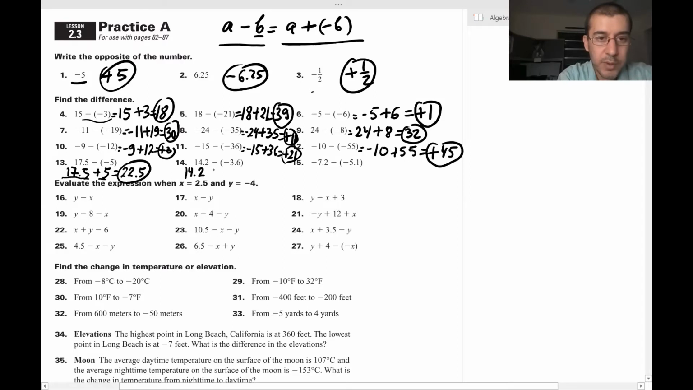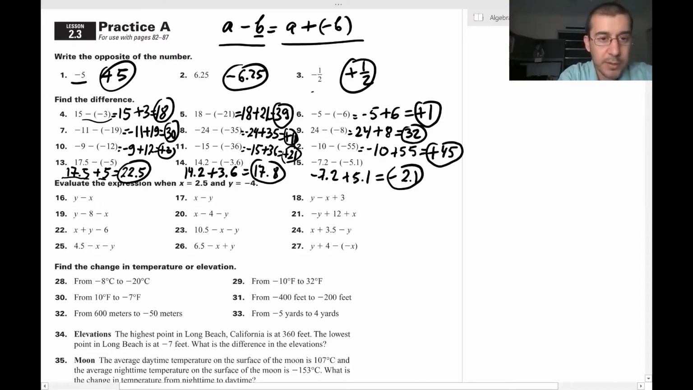Number 14, we have 14.2. We have two negative signs, that's plus 3.6. 0.2 and 0.6, that's 0.8. And then 14 plus 3, 17, so 17.8. Number 15, negative 7.2. Two minus signs, that's plus 5.1. 7.2 is greater, so minus. 7.2 minus 5.1 is 2.1.